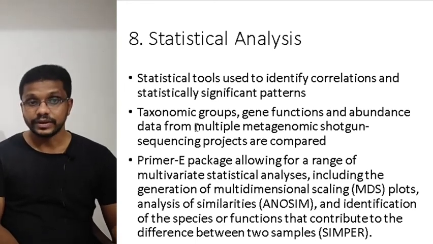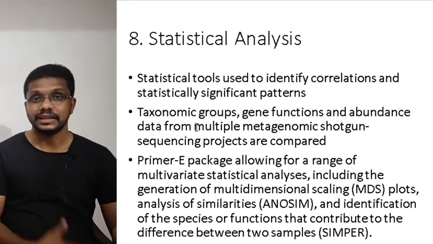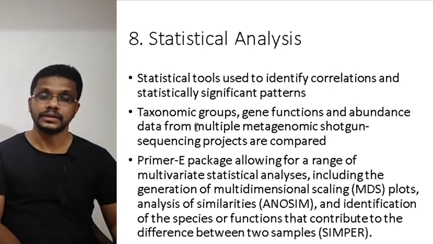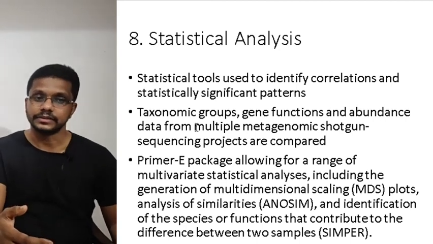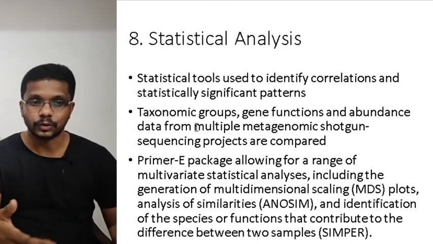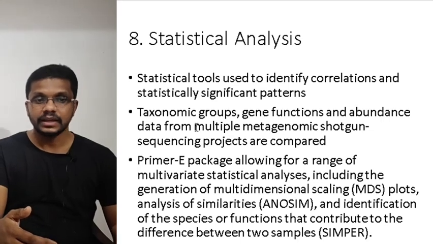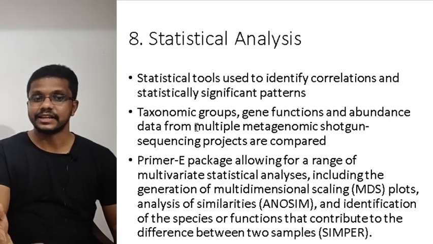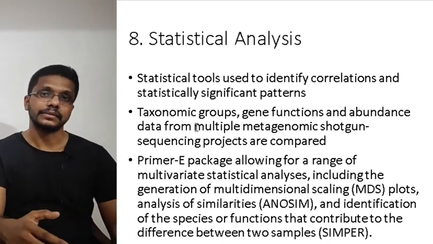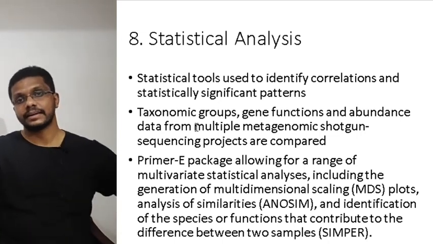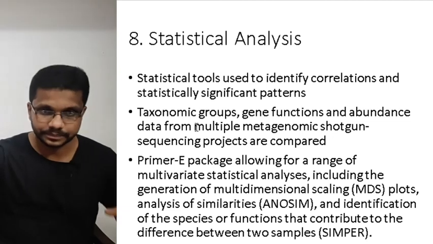One of the software packages which can be used for comparing different types of metagenomics data is called the PRIMER-E package. It has different types of multi-dimensional scaling plots, analysis of similarities, and identification of species or functions. So all these things can be done by comparing different types of metagenomics data together.